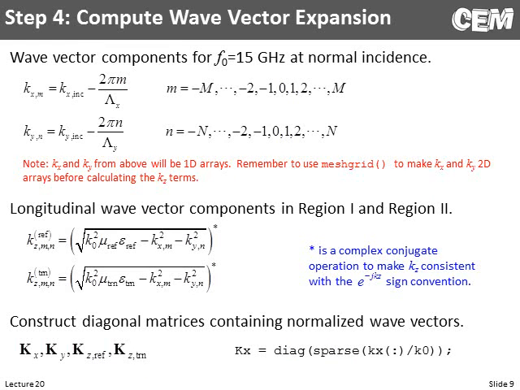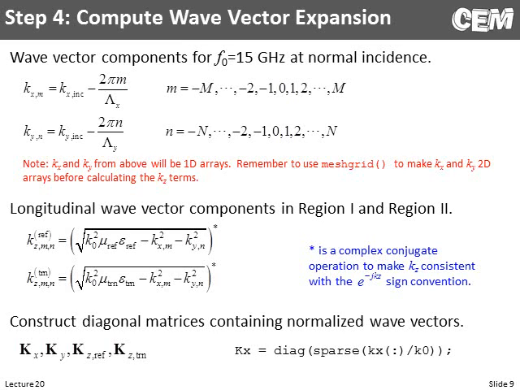Now we're ready to calculate our wave vector expansion. So we'll have two 1D arrays, M and N. For example, if we have 11 spatial harmonics in the x direction, M would go from -5 to +5, passing through 0. So we'll come up with a 1D array describing the x components and another 1D array describing the y components of our spatial harmonics.